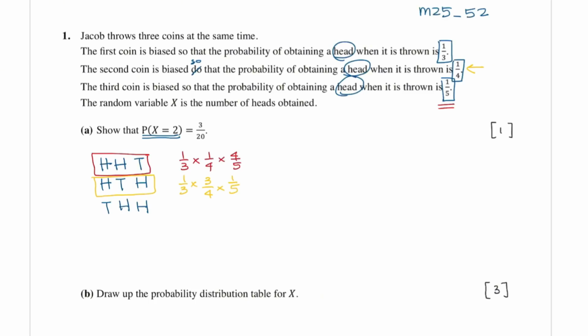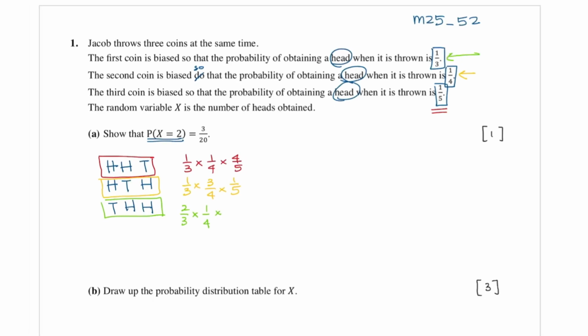Next situation is having tail, head, and head. What is the probability of getting a tail on the first coin? Getting a head is 1 per 3, so getting a tail must be 2 over 3. And then getting a head is 1 per 4 on the second coin. Getting another head on the third coin is 1 per 5.